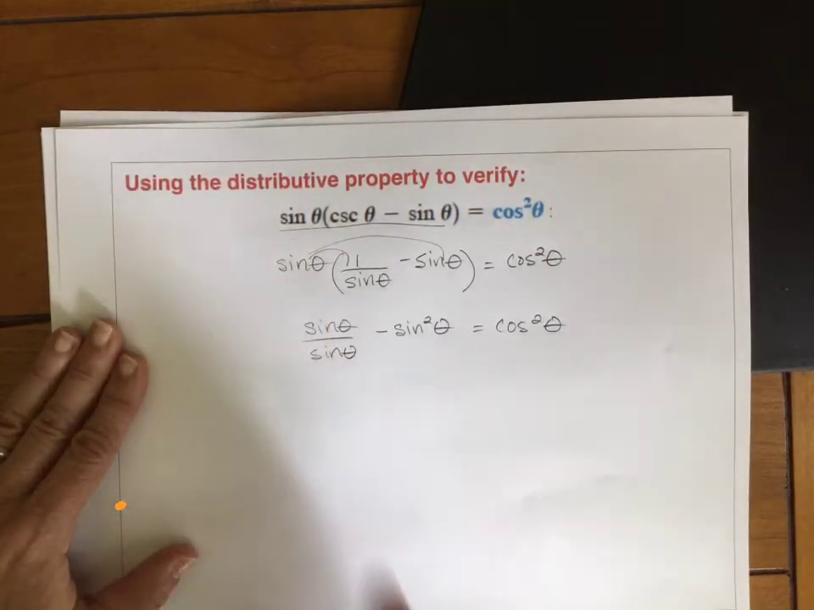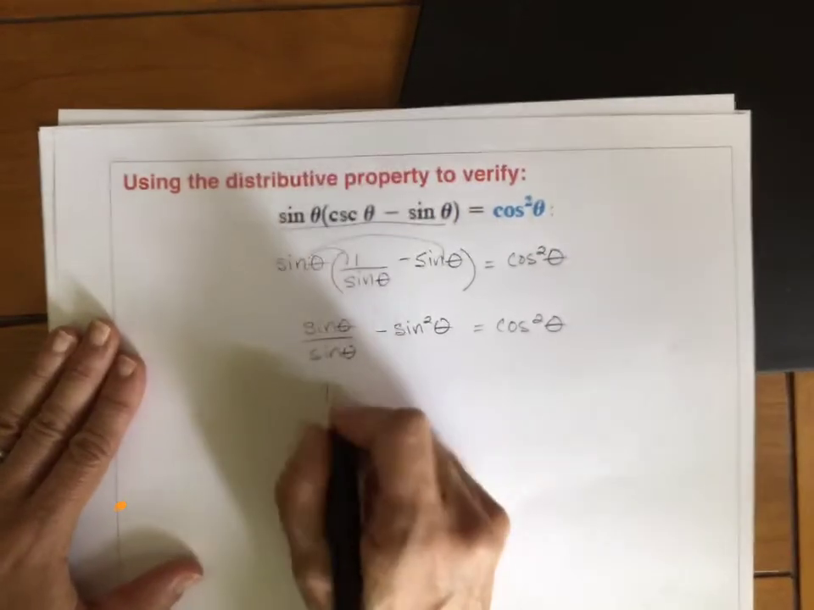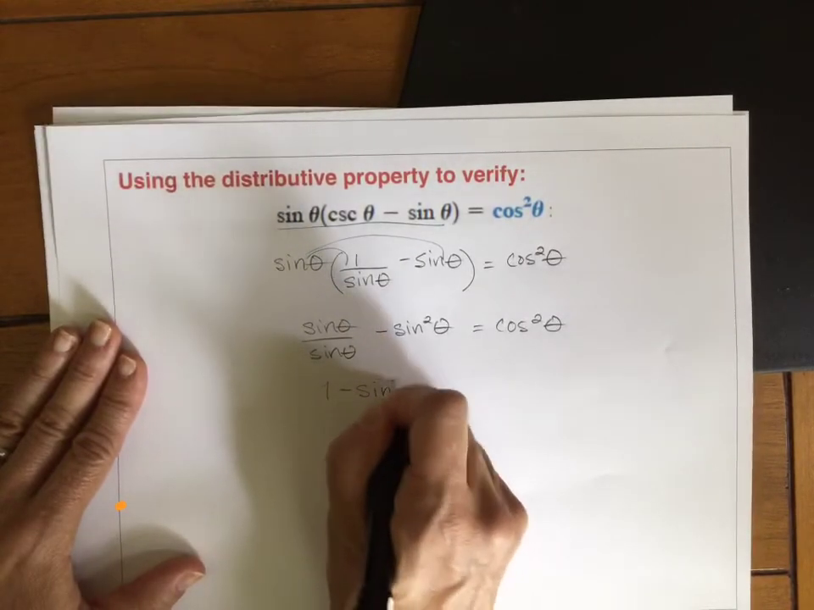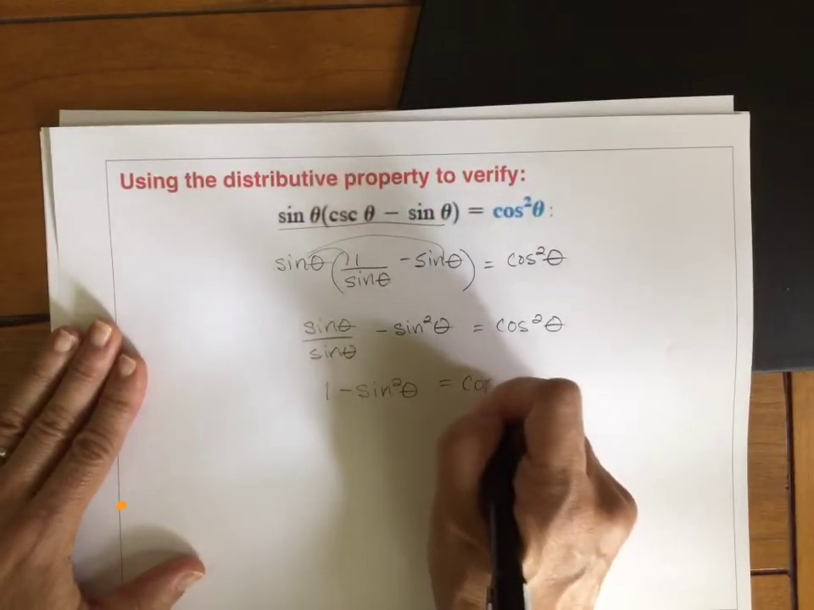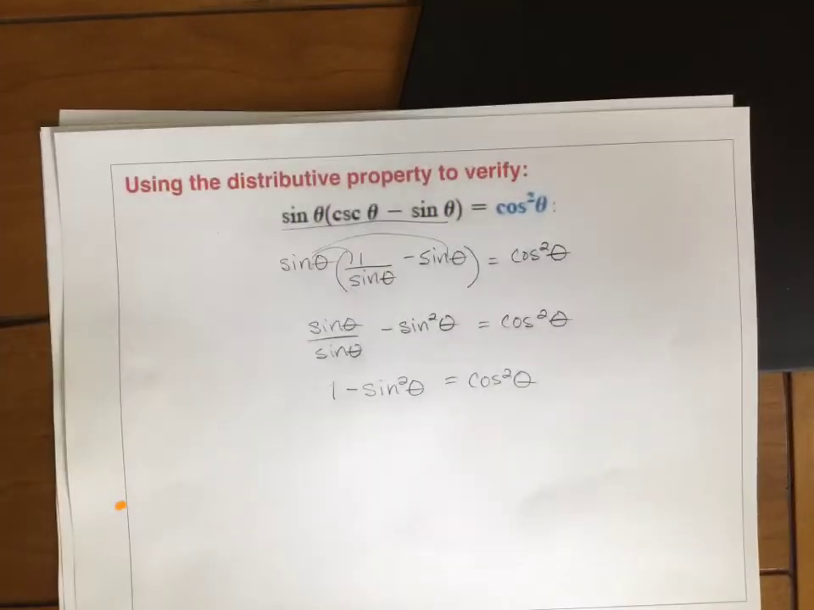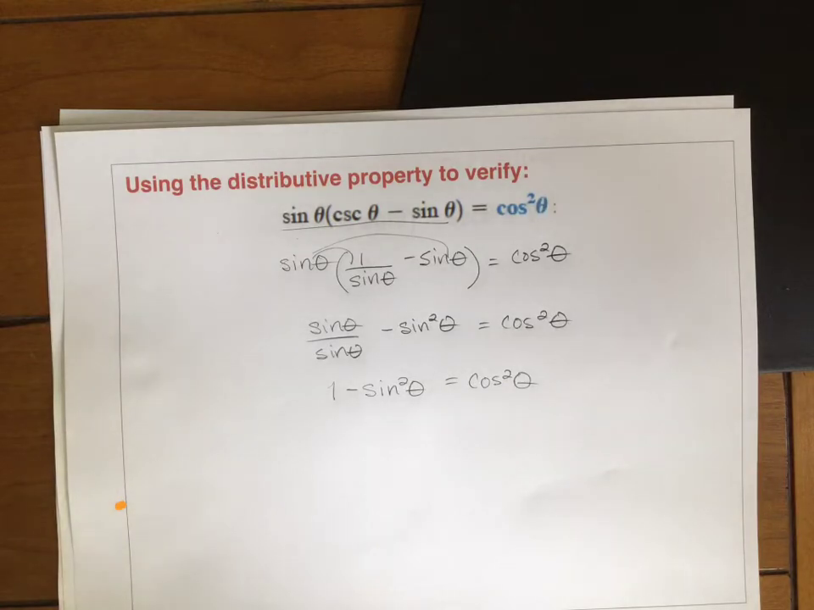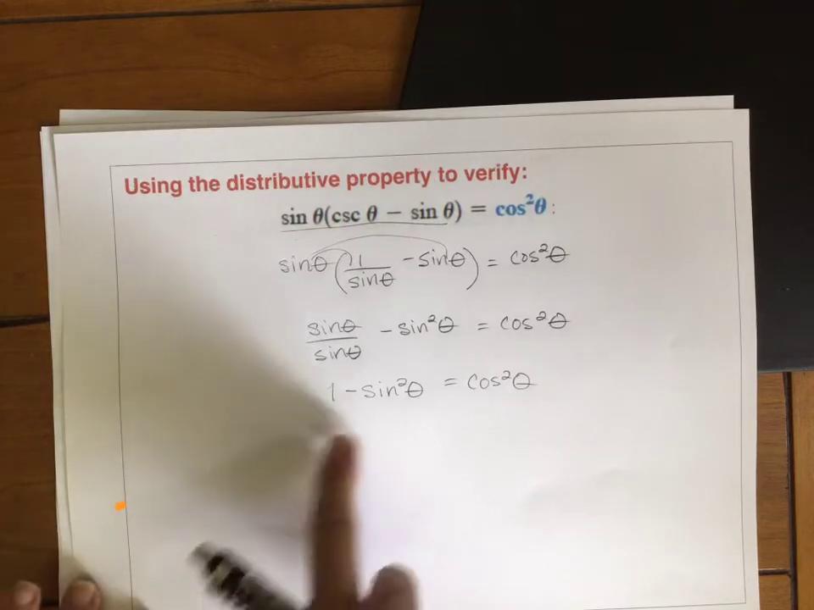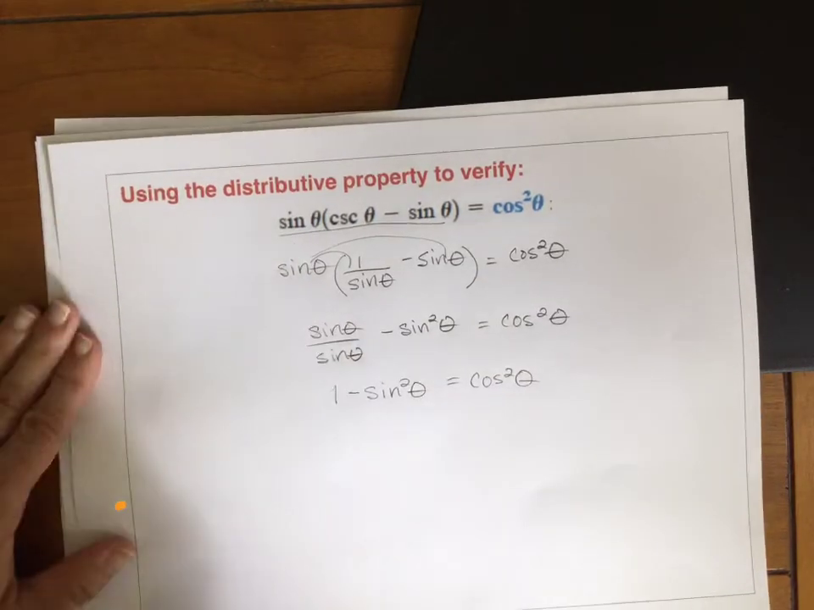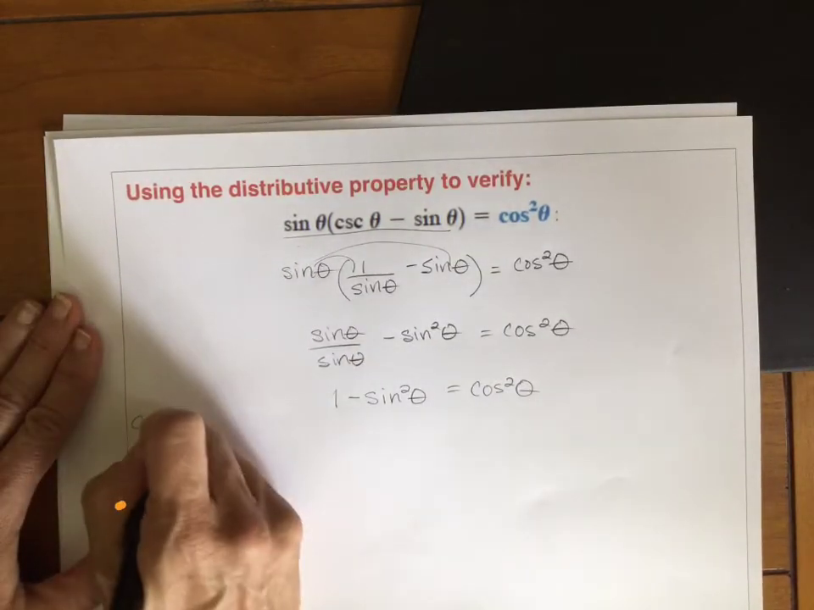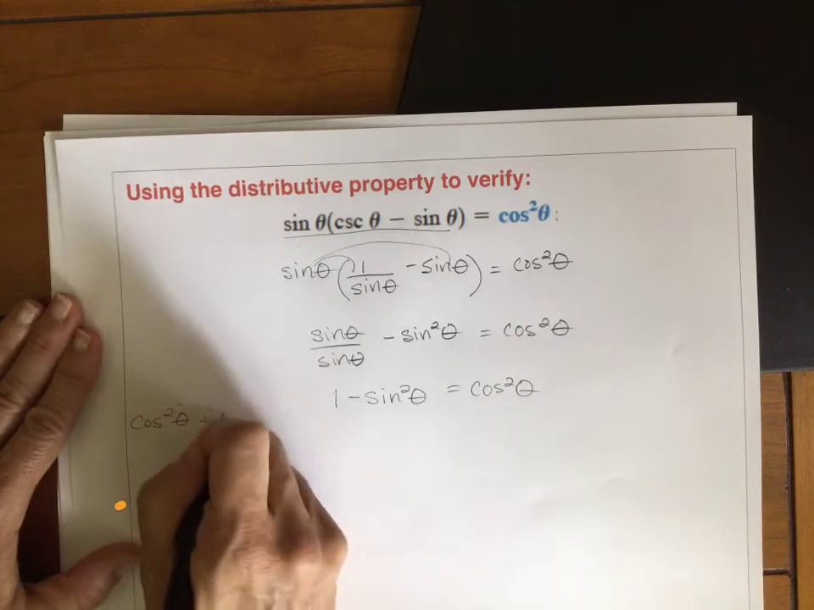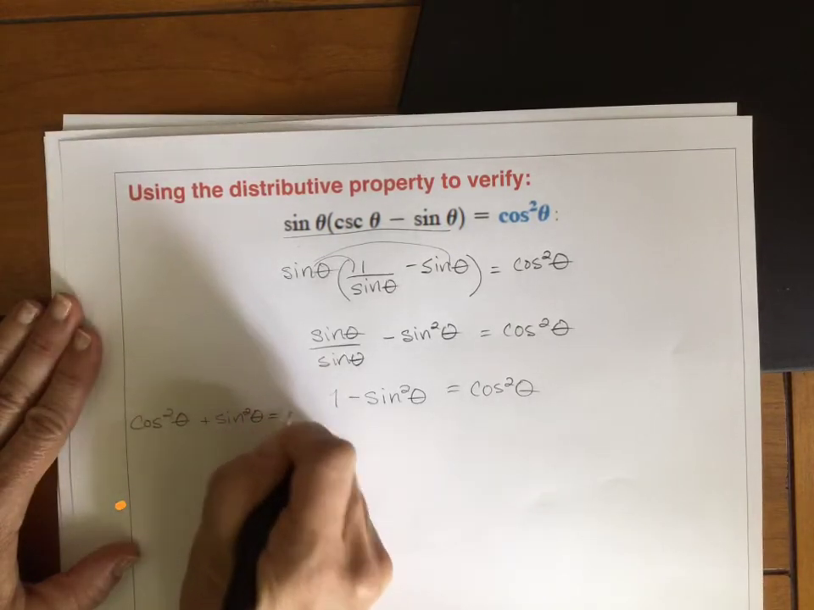Now, what is this? Sine divided by sine is just 1. So this is really 1 minus sine squared theta equals cosine squared theta. So we do have a Pythagorean identity that uses sine and cosine. So that's your next strategy: okay, I've simplified it as much as I can. I'm in terms of all sine and cosine. Let me see if I can find an identity that relates this side to that side. And we have one. It's the most common Pythagorean identity, where cosine squared plus sine squared theta equals 1.